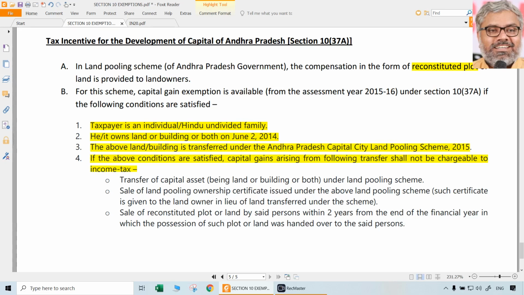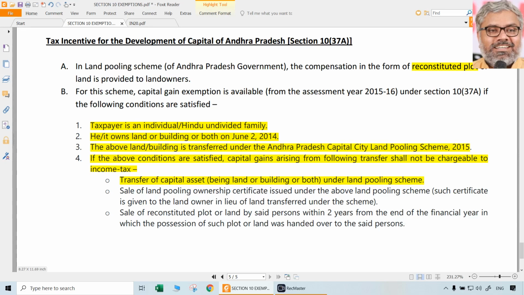So what are the things which are exempt? First and foremost, the transfer of the capital asset itself is exempt. The transfer of the capital asset, which is originally the land or building given up by that farmer under the land pooling scheme, that transfer itself is exempt. It is exempt from tax, but it is still a transfer. It's okay, ultimately the result is the same. But if it was not even a transfer, then the exemption is not required separately.